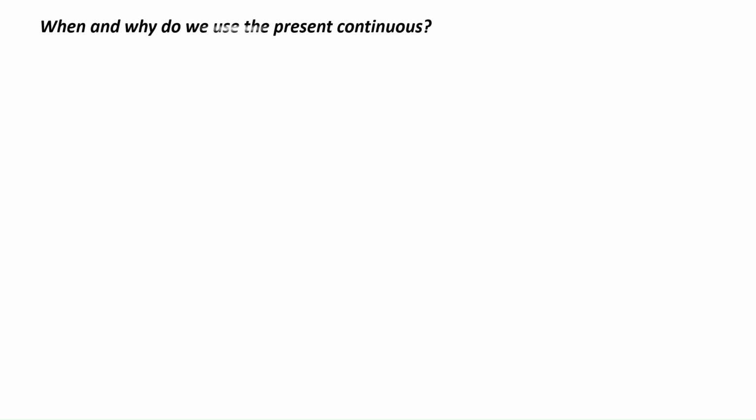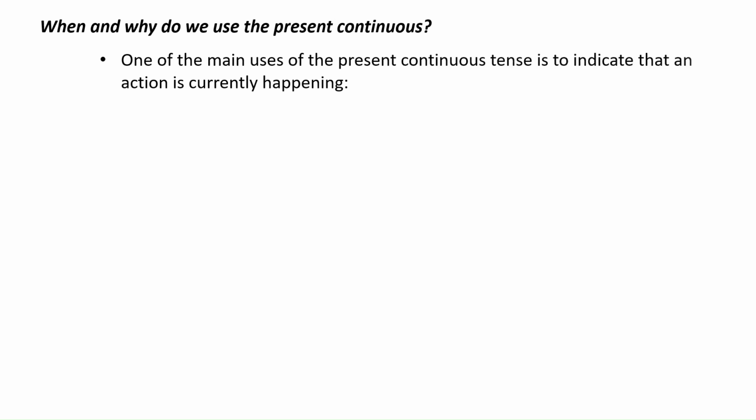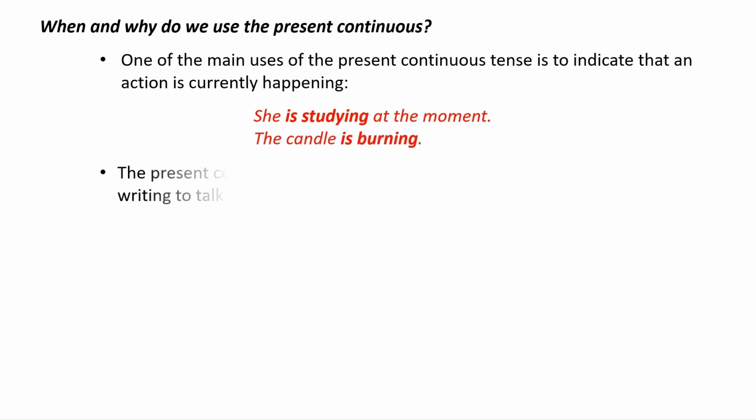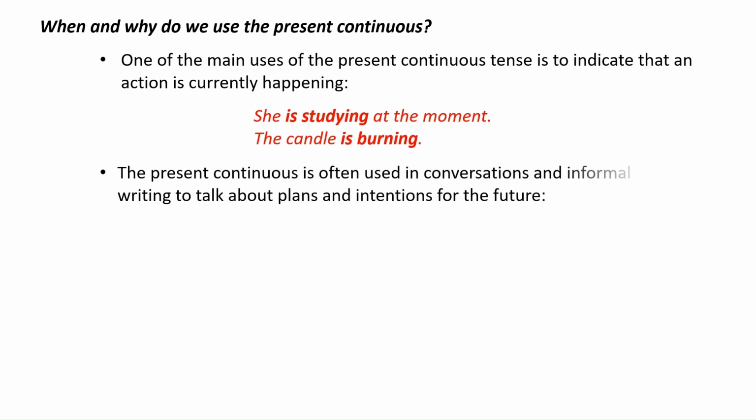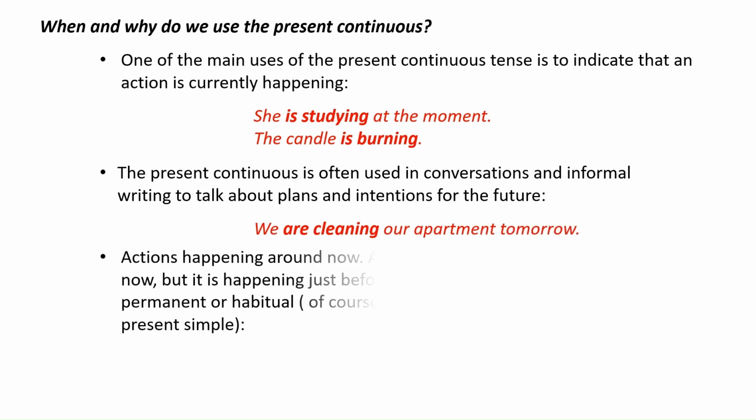Now let's discuss the answer to the question when and why do we use the present continuous. The present continuous is mainly used to indicate that an action is currently happening. For example, 1. She is studying at the moment. 2. The candle is burning. Also, it's used in conversation and informal writing to talk about plans and intentions for the future. An example, we are cleaning our apartment tomorrow.